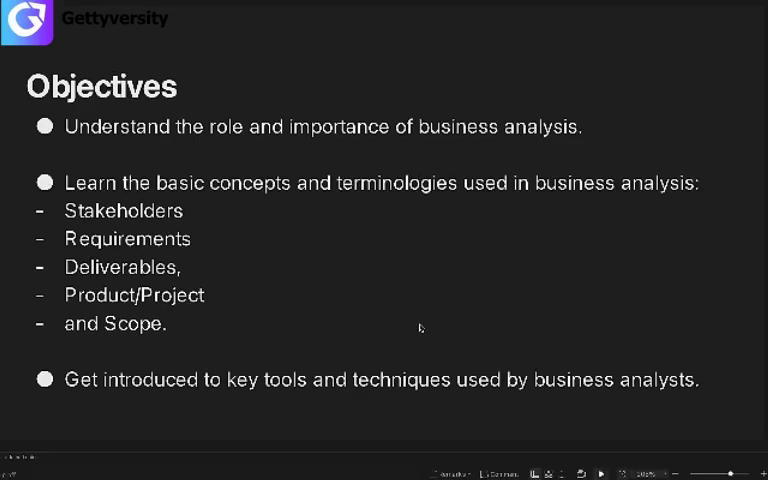So, all right, moving forward to deliverables. Deliverables are tangible or intangible outputs produced as a result of project activities. These are items that a project is supposed to deliver to its stakeholders.